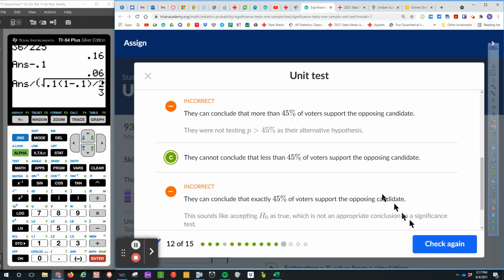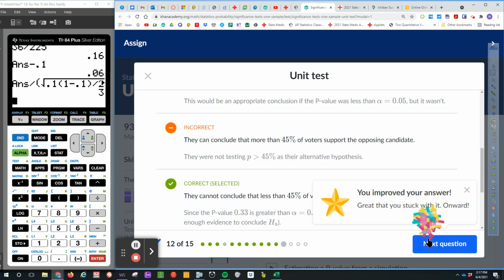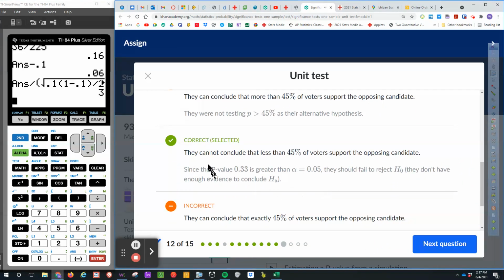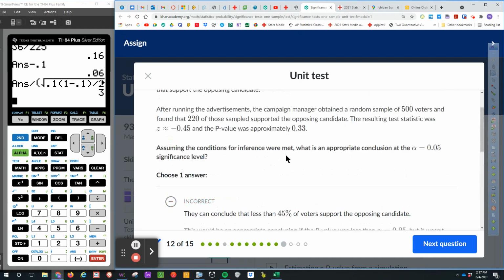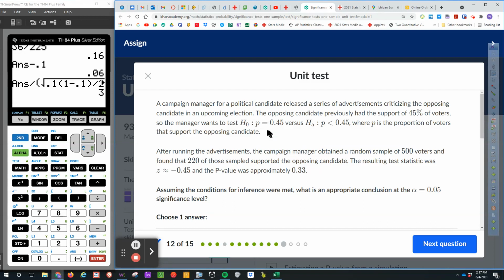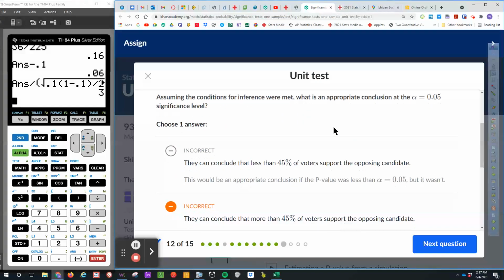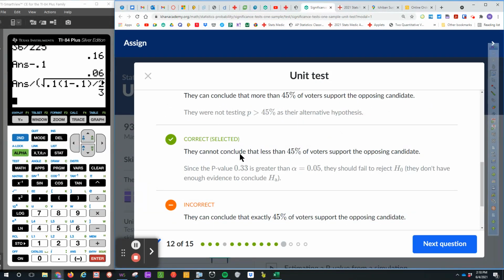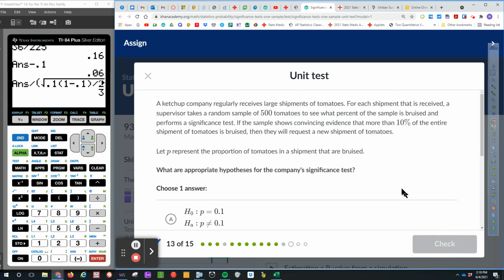So we cannot conclude. I thought that's what I did. We cannot conclude. I meant to say this. That was what I wanted to say. We can't conclude that it is less than 45 because, look, we have no evidence to suggest this, right? So we cannot conclude that the proportion is less than 0.45, which is what I wanted to say. We cannot conclude that less than 45% of voters support the opposing candidate. I don't know why that didn't work.